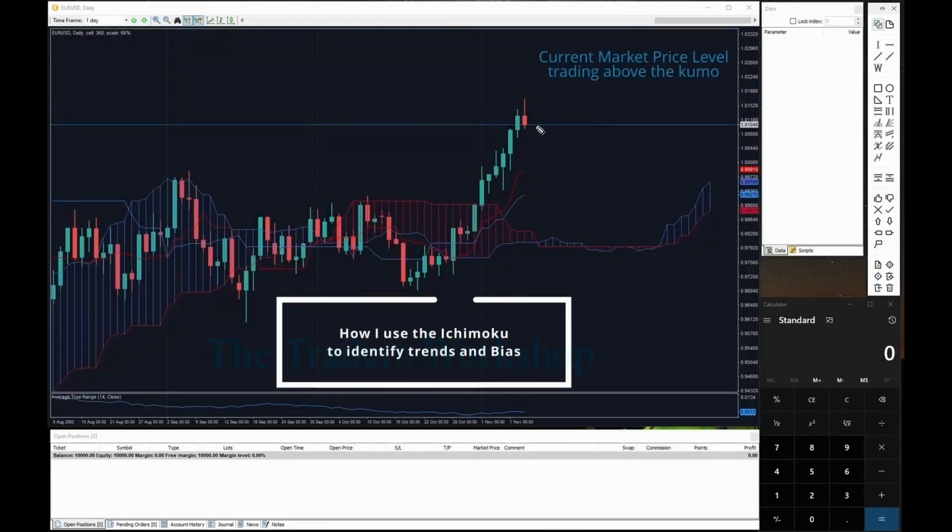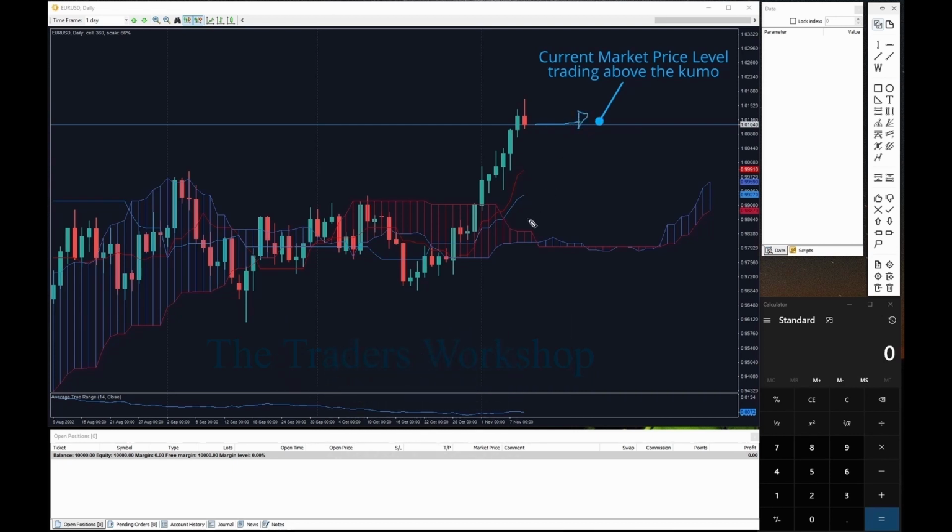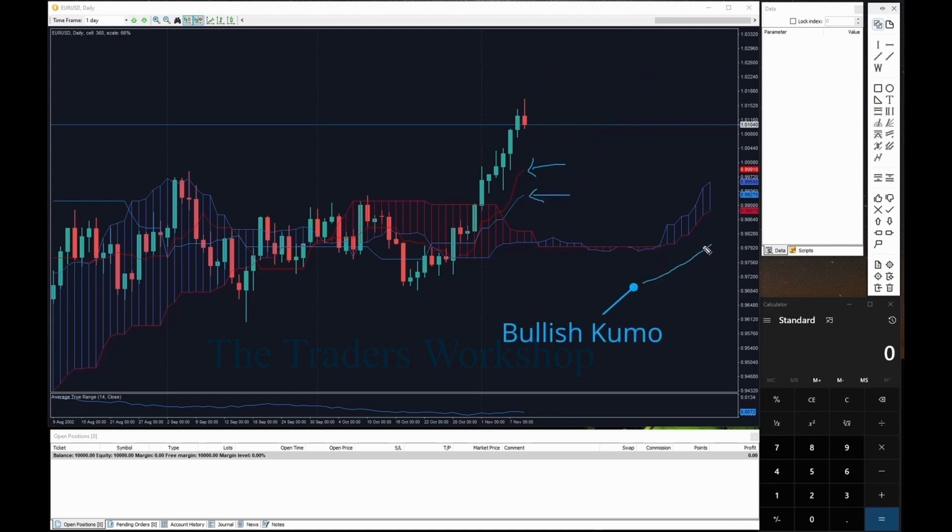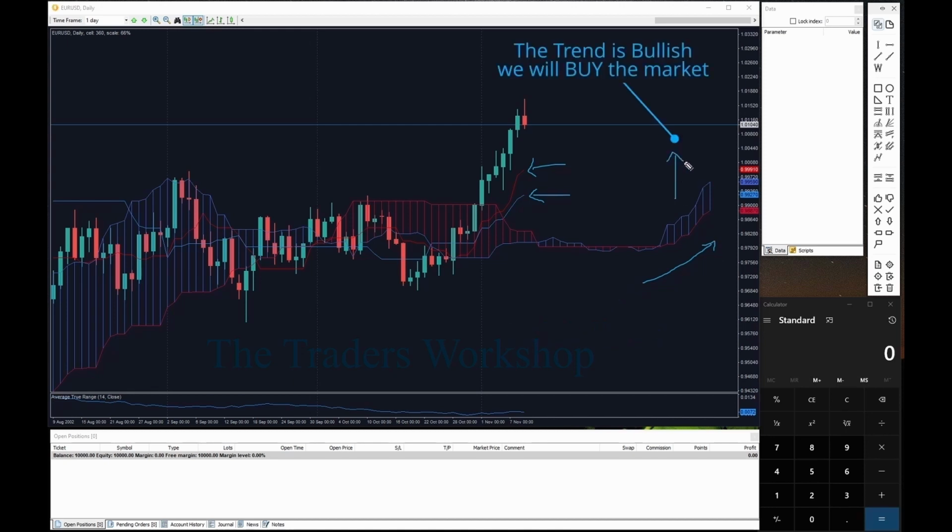If the current market price level is trading above the Kumo, and not touching the Kumo, and if the Tenkan Sen is above the Kijun Sen, and if we have a bullish Kumo, the trend is bullish and uptrending, and our bias is to buy or go long the market. And we will only be looking for a buy trade.